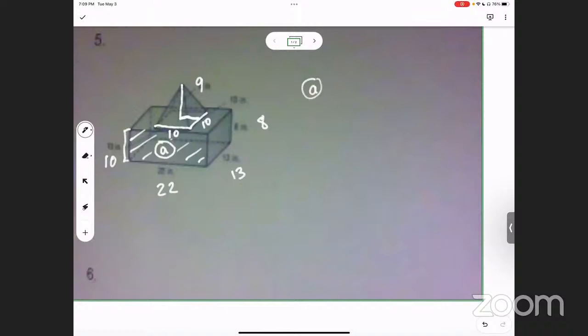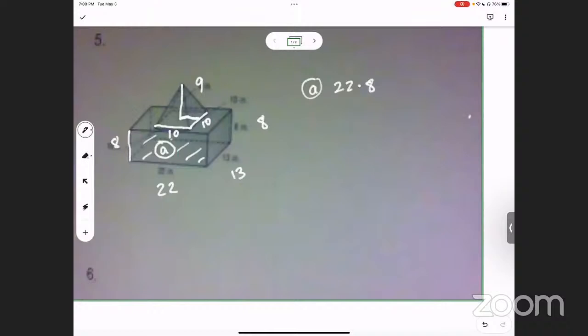Is it just base times height? Or wait, what's the 10 there? Maybe I'm looking at the wrong thing. Oh, it is the pyramid. Got it. My fault. I thought that 10 was that side. No, you're right. So 10 is the base of that triangle. Okay. So yeah, it's 8. You're right. This side right here is 8. Good. So it's 22 times 8 is 176.